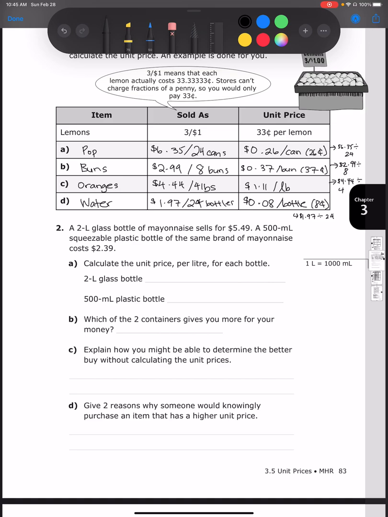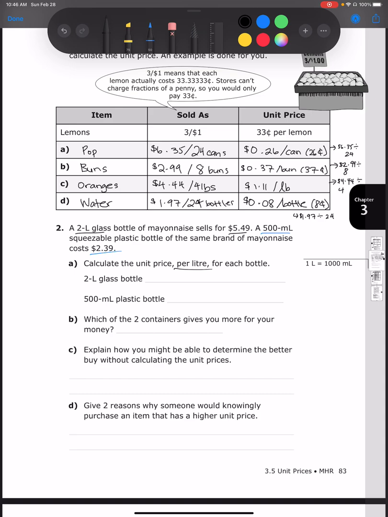It says a 2-liter glass bottle of mayonnaise sells for $5.49. A 500 milliliter squeezable plastic bottle of the same brand costs $2.39. So same brand of mayonnaise, we'll say Hellmann's. One is a 2-liter glass bottle, the other is a 500 milliliter plastic bottle. So we need to calculate the unit price per liter. So we want to know how much it's going to cost for 1 liter, okay, for each of the bottles.